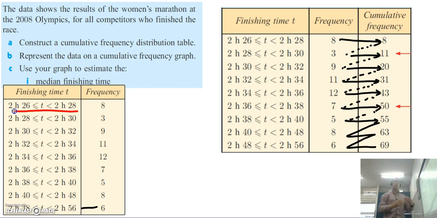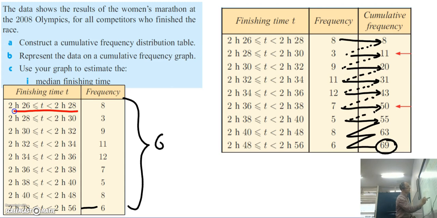So we can follow that right through, and we can see that there are 69 people that competed in total. So if we added up how many different scores there were, this would come to 69 competitors, and that's reflected by the end. So a cumulative frequency table and graph means that it is increasing as it goes. So you can see that it's going from 8 right up to that 69.